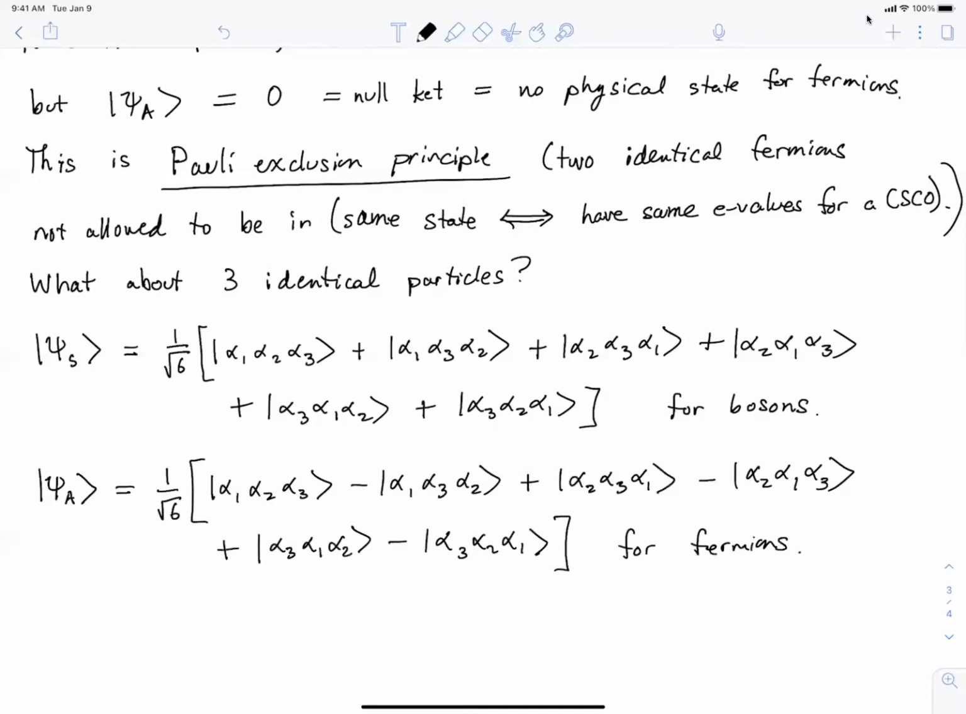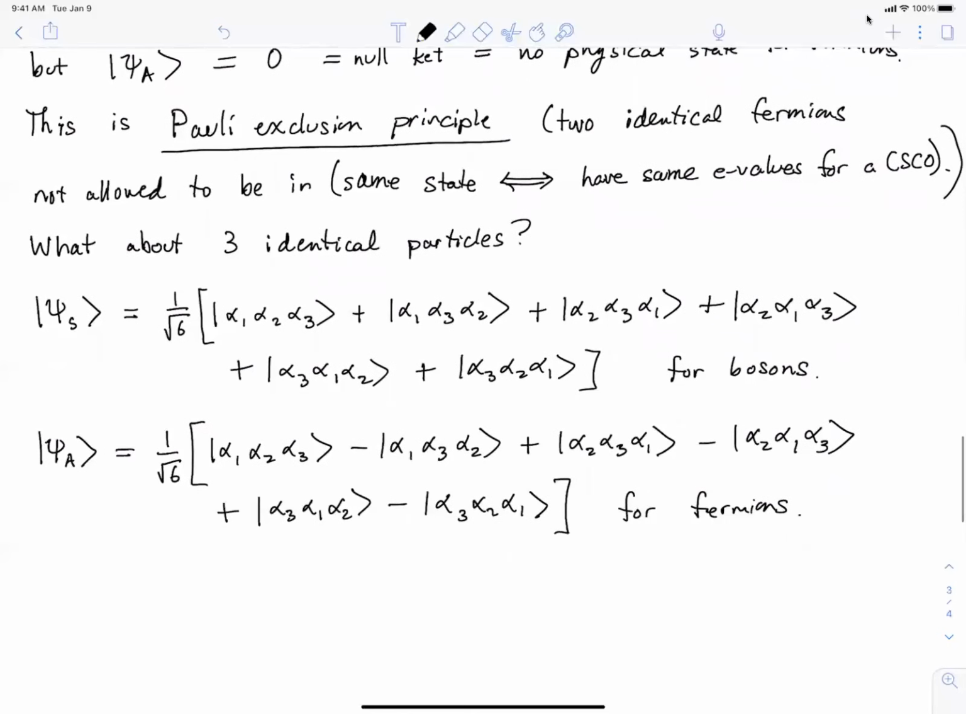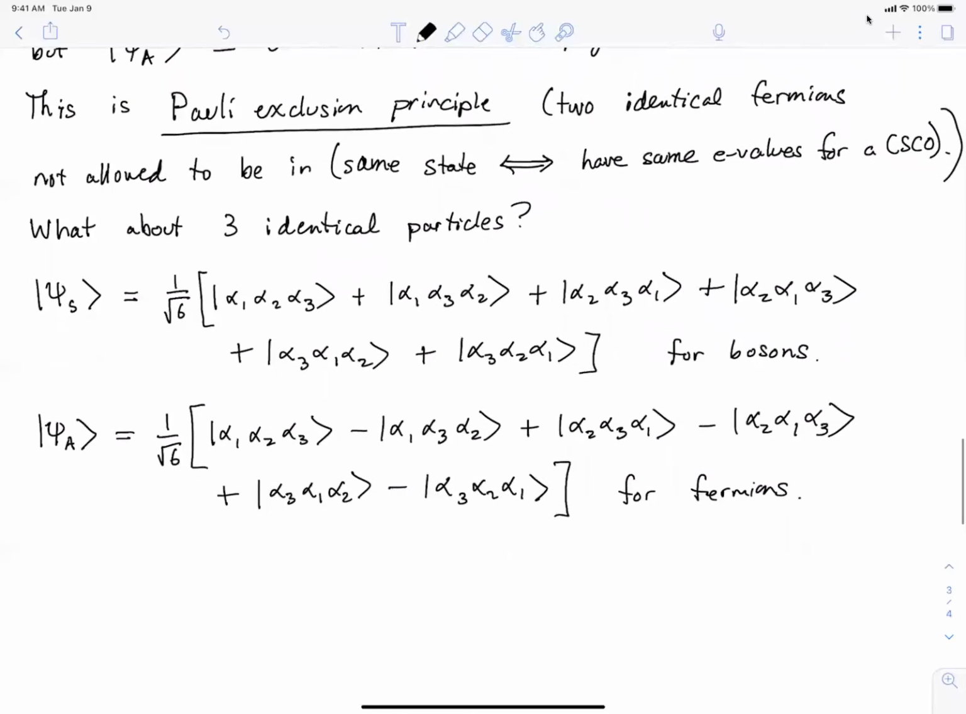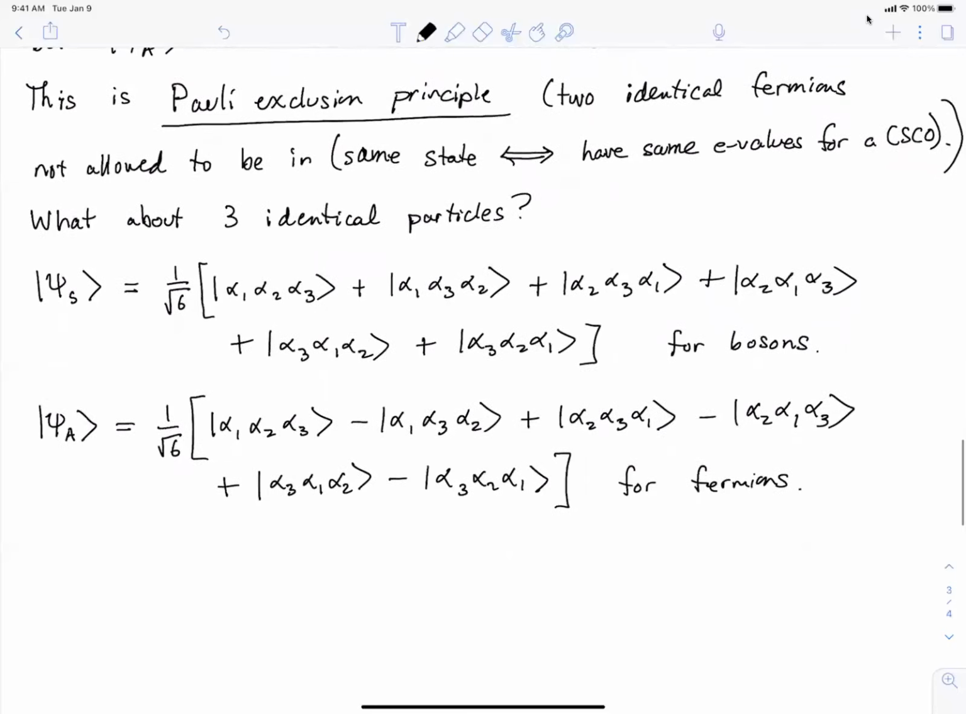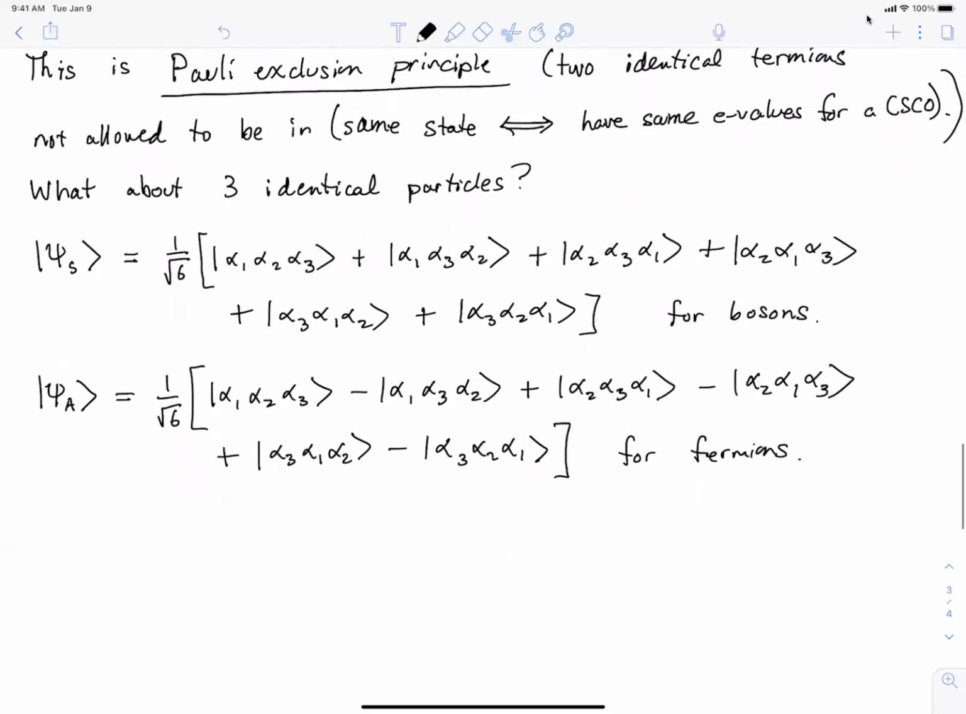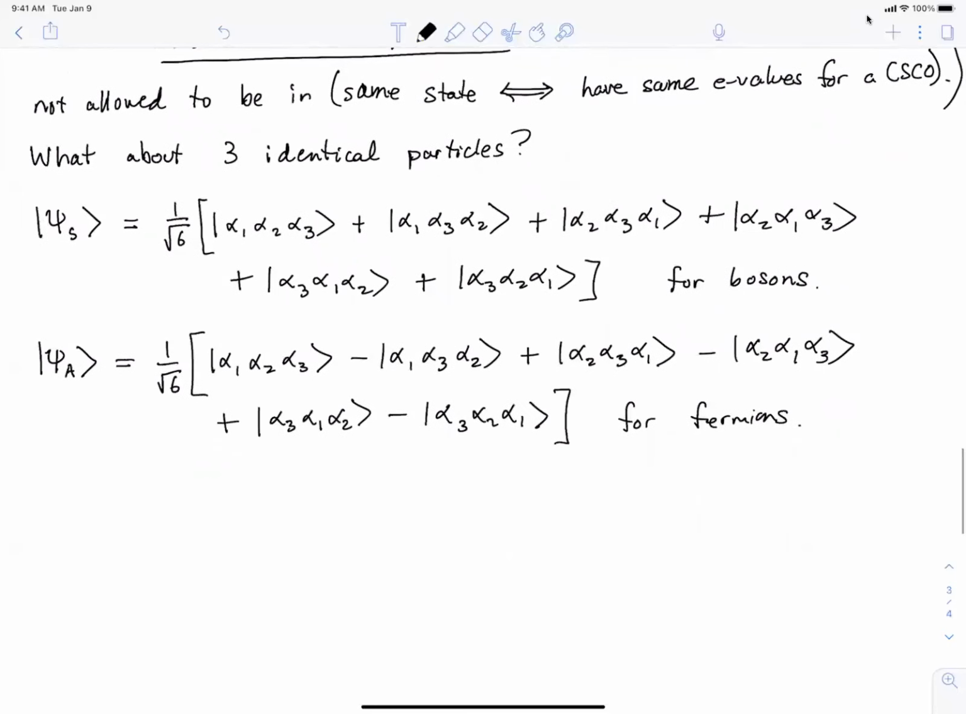So once you choose your labels, your alpha labels, there's always a single linear combination that works, that obeys all the symmetry or antisymmetry properties. And therefore, your exchange degeneracy is always reduced to a single state. Okay, now that was 2 and 3. What if you had n identical particles? We would like a way to be able to write this down systematically.